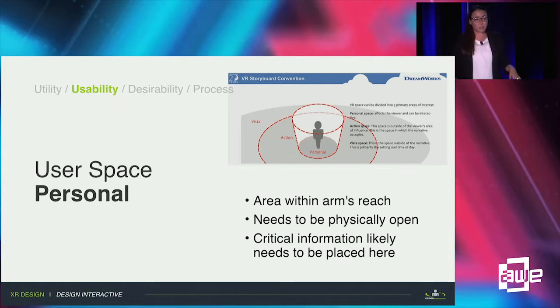So this area needs to be physically open for the user. There can't be a chair next to them, and we need to be able to tell them that or know that and work with them. And then the second thing is that critical information likely needs to be placed there. If they need to see anything immediately for whatever reason, that'll be in this personal space.